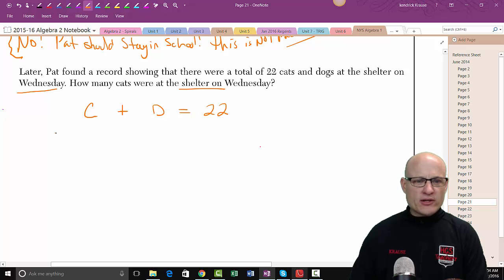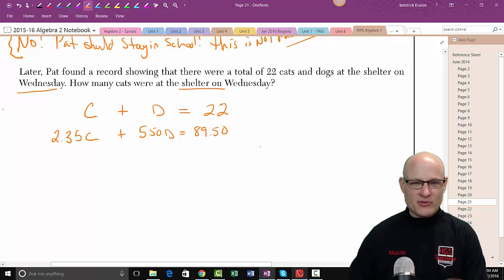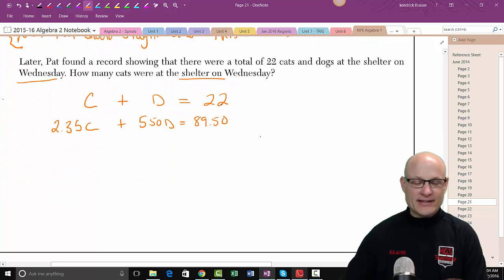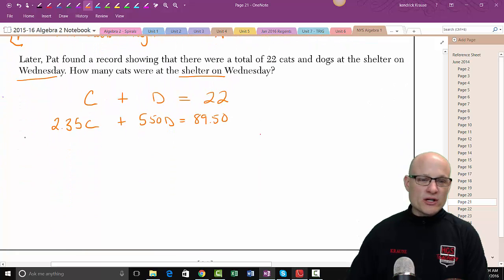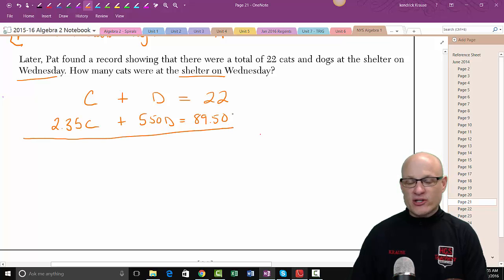We also know that $2.35 times the cats plus $5.50 times the dogs is equal to $89.50. I hope that number's right. I've only written it like 8 times. So we're going to solve a system of equations by the elimination method. Now, I could do this a different way, but I'm going to do it this way.